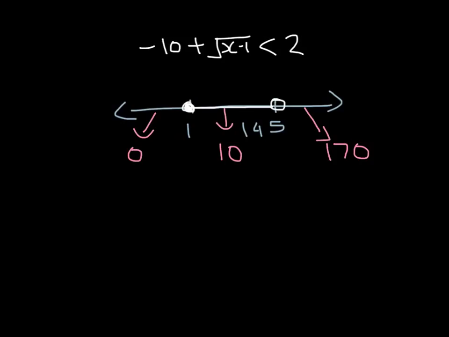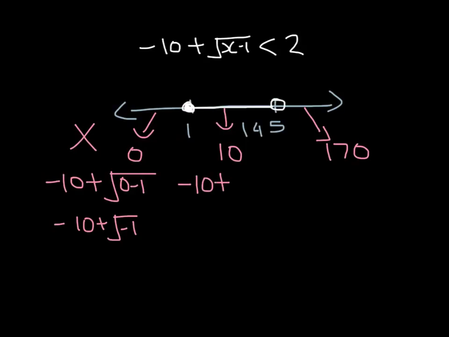So if I plug in a 0 into our equation, we get negative 10 plus the square root of 0 minus 1, or negative 10 plus the square root of negative 1. And since we cannot take the square root of a negative number, we know that this does not work. If I try to plug in 10, then I get negative 10 plus the square root of 10 minus 1, or negative 10 plus the square root of 9, which is negative 7. And since negative 7 is less than 2, we say that 10 works.